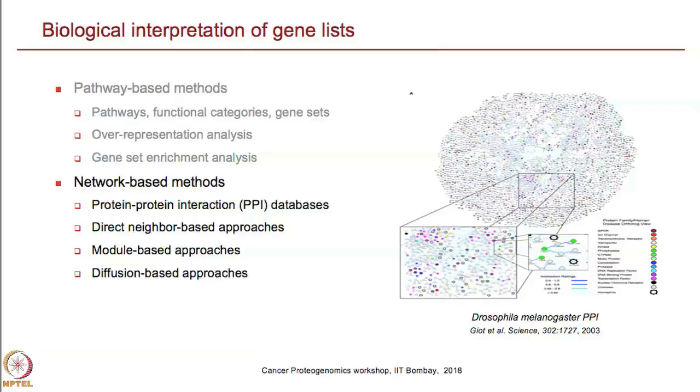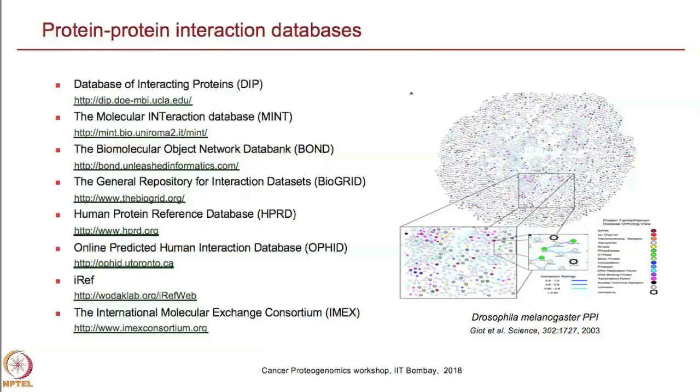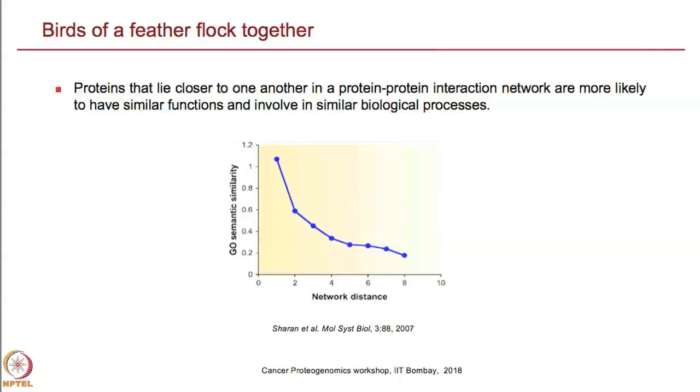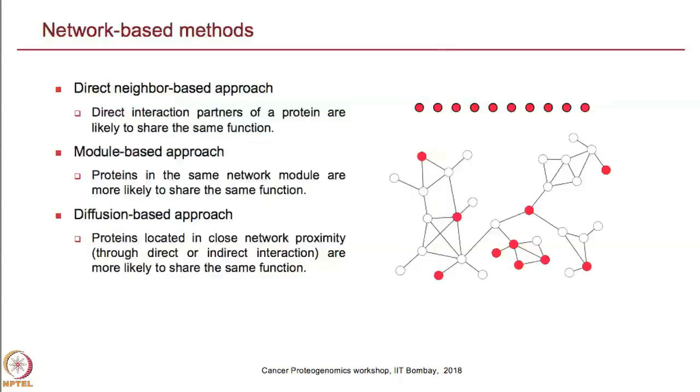That's why the second type of approach is to map your data to the network and then do some network-based analysis. We talked about a few different methods yesterday, and we also mentioned the pathway interaction databases. The basis for using this type of analysis is that proteins close to each other in the network tend to have similar functions.